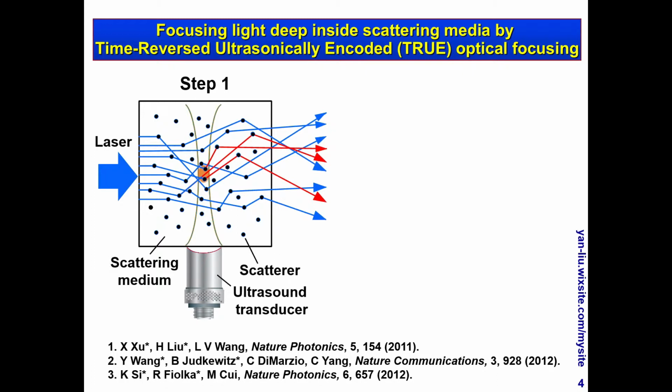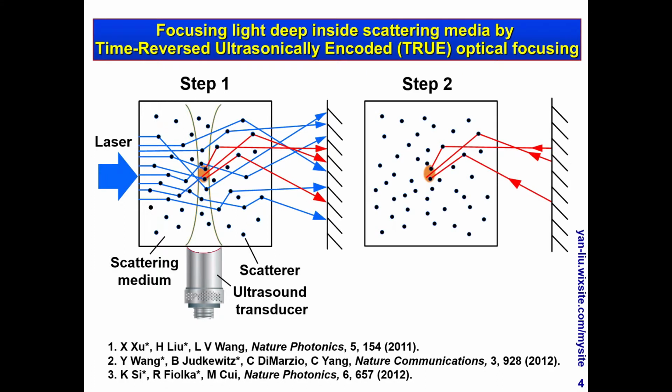Imagine if we can detect only these ultrasound-tagged photons and do a time reversal, these photons will trace their trajectories back to the ultrasound focus where they come from. In this way, they form a focus despite scattering. However, in reality, we cannot reverse time. Fortunately, we can do something called optical phase conjugation using this phase conjugate mirror to achieve the equivalent time reversal.